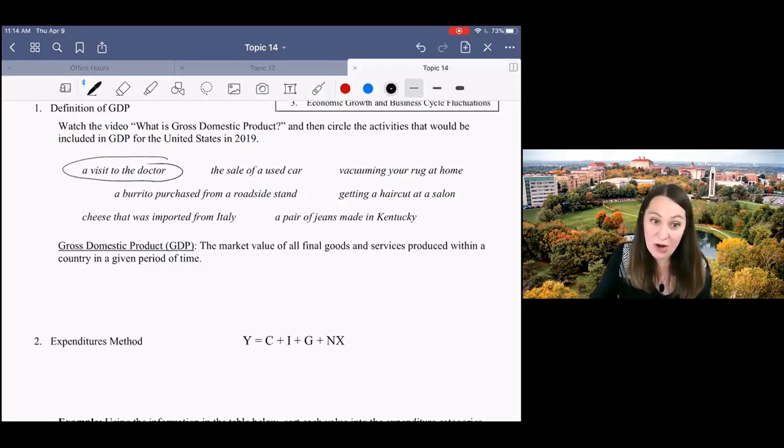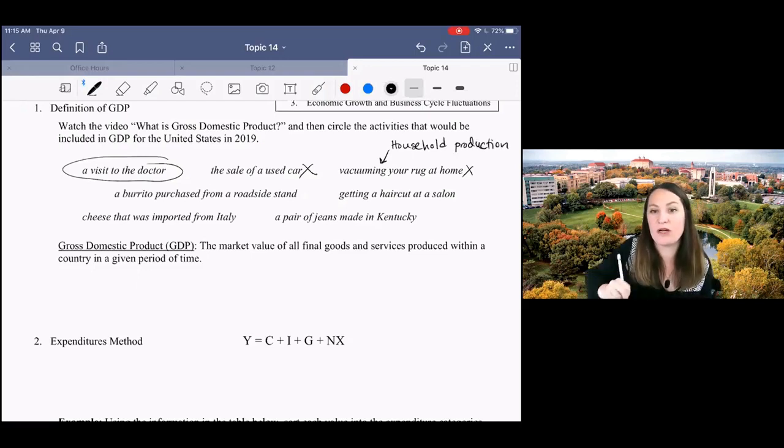Sale of a used car would not count because the car was not produced within the time period we're measuring. Vacuuming your rug at home would also not count because there's no sale. There's nothing that has been exchanged between a producer and a consumer. Now, this activity is productive, so we call this kind of activity household production. And this is actually one of the limitations of GDP, that we can't include household production.